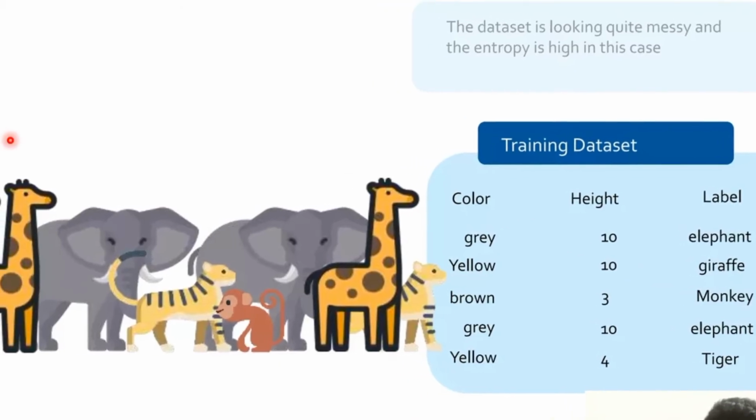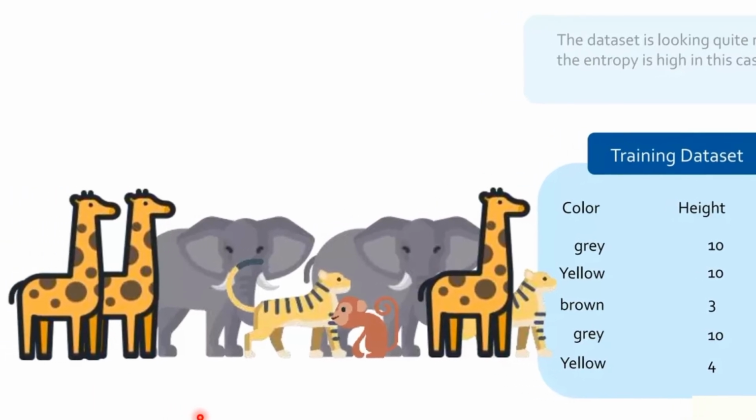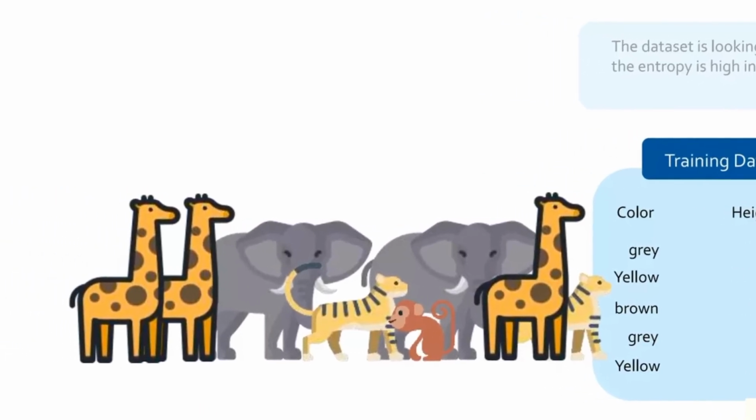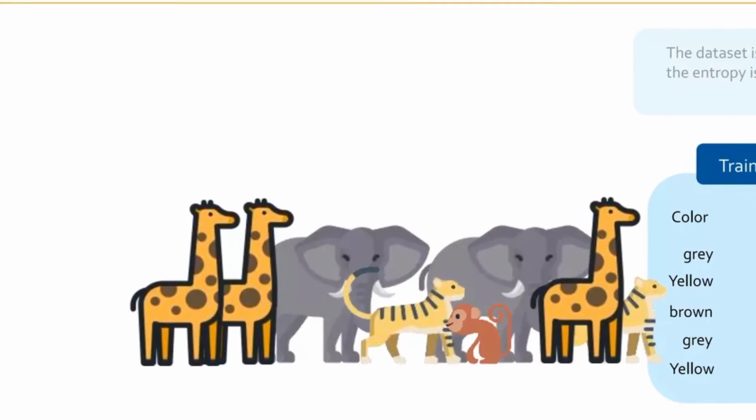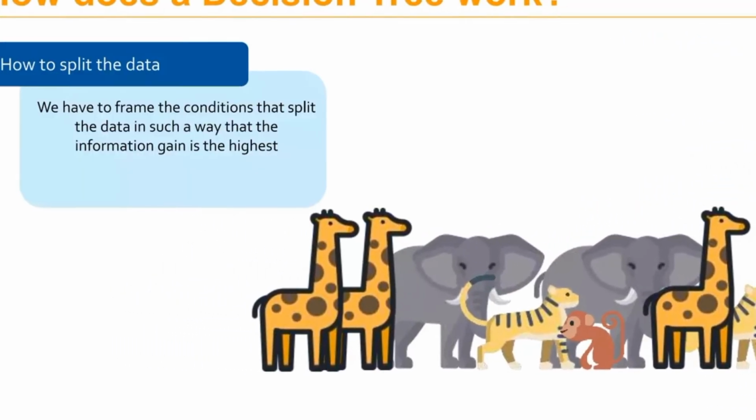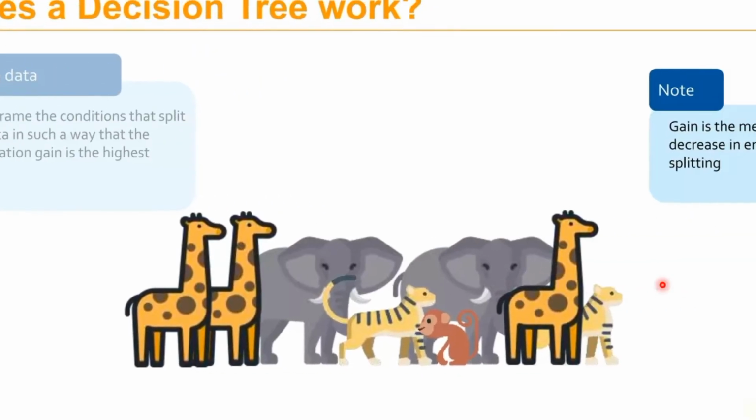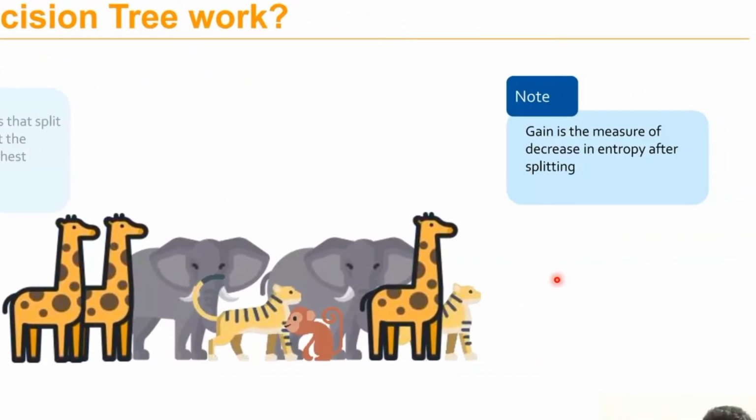Decision tree is a supervised algorithm. We have to train the model with the help of labeled data sets, so we have the training data with the labels. Then how are we going to split the data? After splitting the data, the information gain should be very high. Gain is the measurement of decrease in the entropy level.